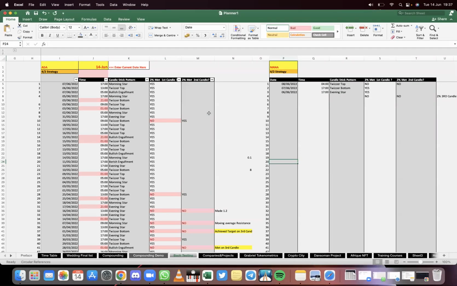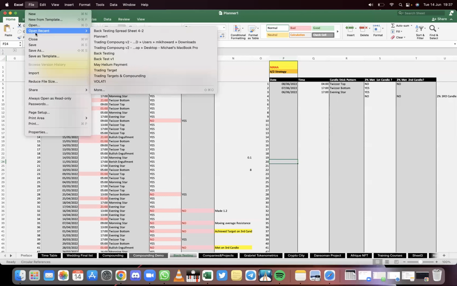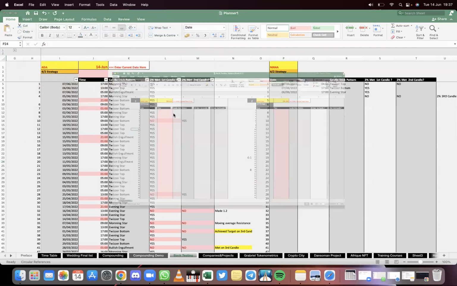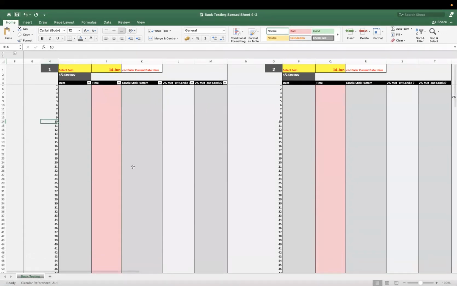So I'm going to minimize that. I'll bring up a spreadsheet that I sent. I just sent a spreadsheet on the platform. I called it backtesting for the 4-2, right? So it's a blank sheet like that. So I'm coming to show you how to backtest the strategy that we have done.